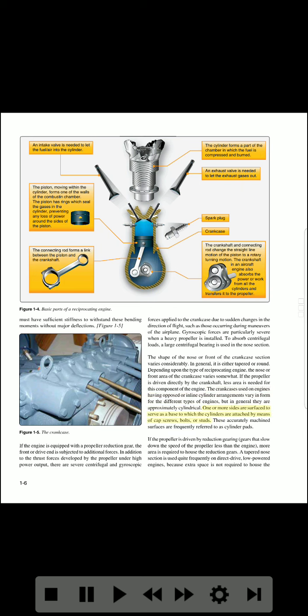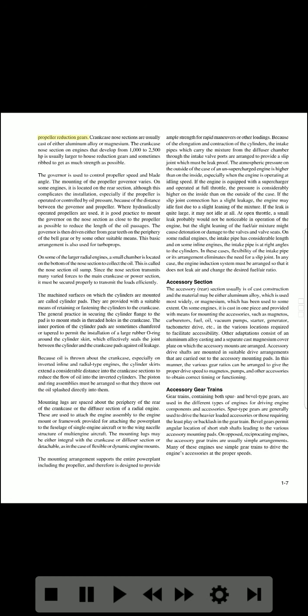One or more sides are surfaced to serve as a base to which the cylinders are attached by means of cap screws, bolts, or studs. These accurately machined surfaces are frequently referred to as cylinder pads. If the propeller is driven by reduction gearing, gears that slow down the speed of the propeller to less than that of the engine, more area is required to house the reduction gears. A tapered nose section is used quite frequently on direct drive, low-powered engines, because extra space is not required to house the propeller reduction gears.